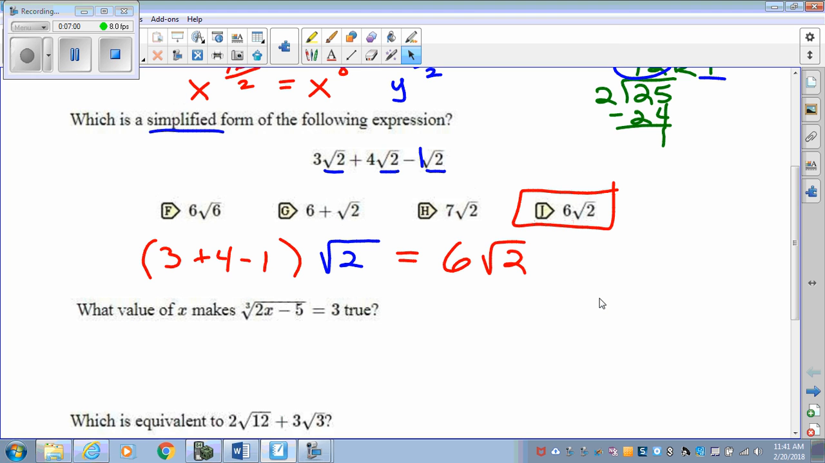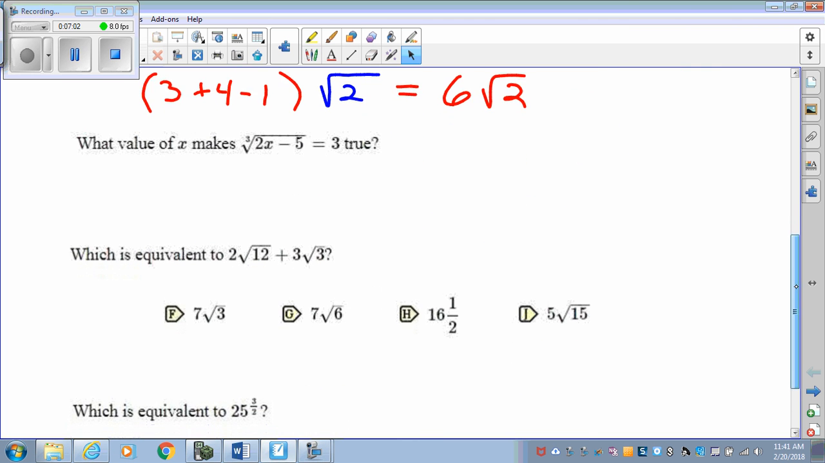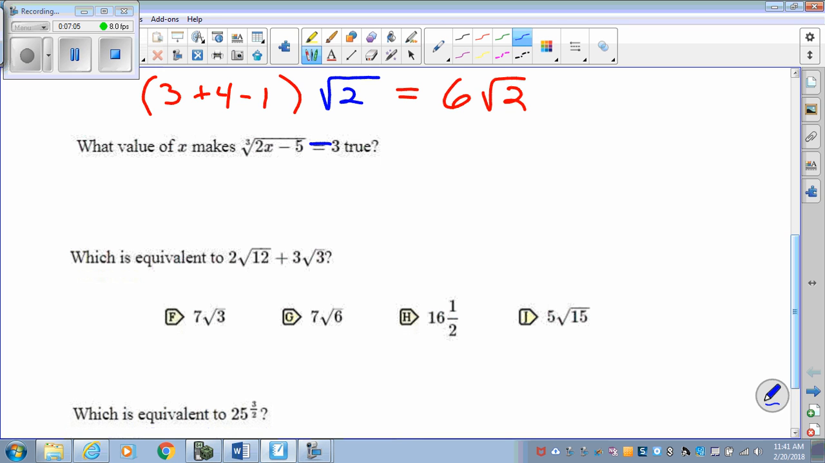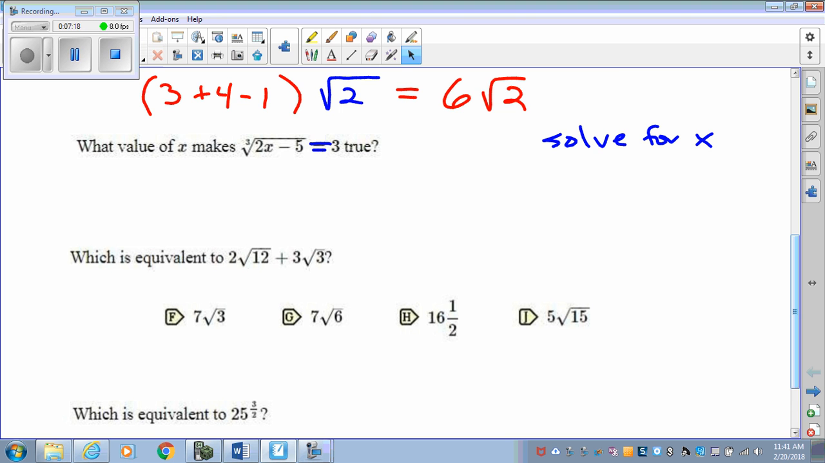All right, now the next one is where we're solving, because we have an equation, right? If we have an equation, we're solving. We're solving for x. What value of x is going to make that true? So I have this cube root, right? And there's nothing being multiplied. It's already isolated, already by itself. So all I have to do is the inverse of that on both sides. Okay, and then that cube root will go away.